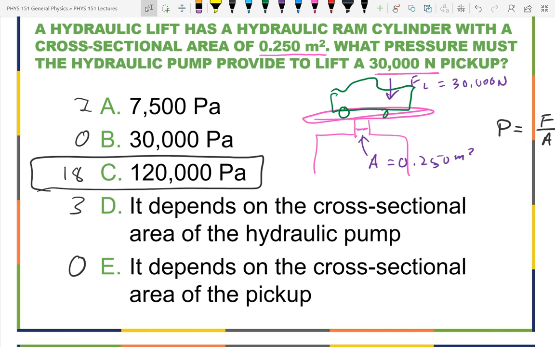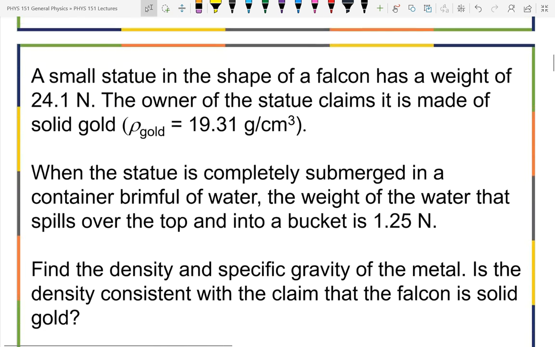And 3 people said that it depends on the cross-sectional area of the hydraulic pump. Because we're looking at the side that's lifting the car and we know the pressure, it doesn't matter what's going on at the pump. It just matters what the pressure is. So the pump doesn't matter as long as it can reach the pressure that we need. And the cross-sectional area of the pickup is not what the liquid is hitting. So that's why that one would make no sense.